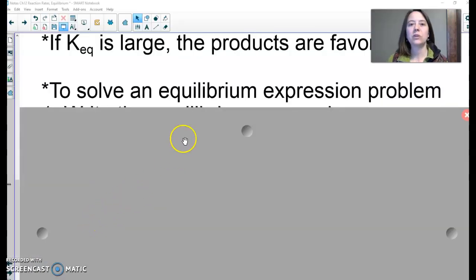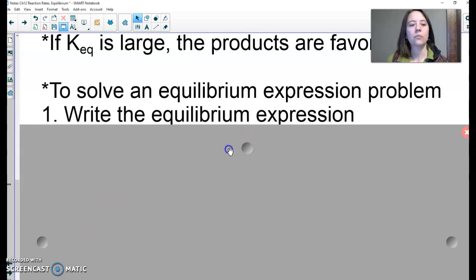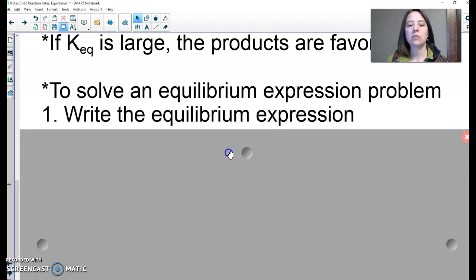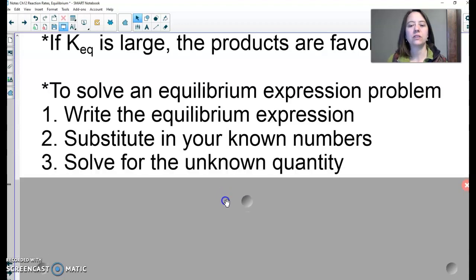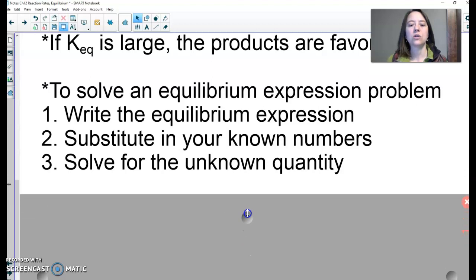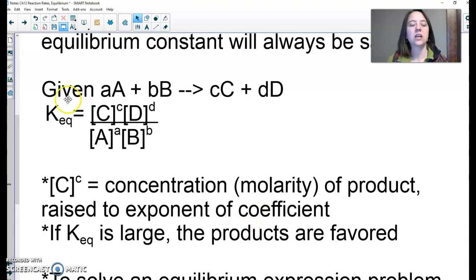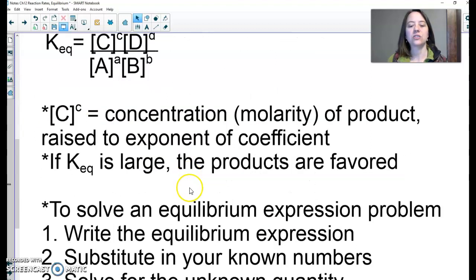Let's solve an equilibrium constant on our own now. To solve an equilibrium expression problem, first off, write the equilibrium expression. Then we're going to substitute in our known numbers, and we're going to solve for the unknown quantity. So scrolling up here for a second, you may be solving for the constant, or maybe for one of these concentrations.